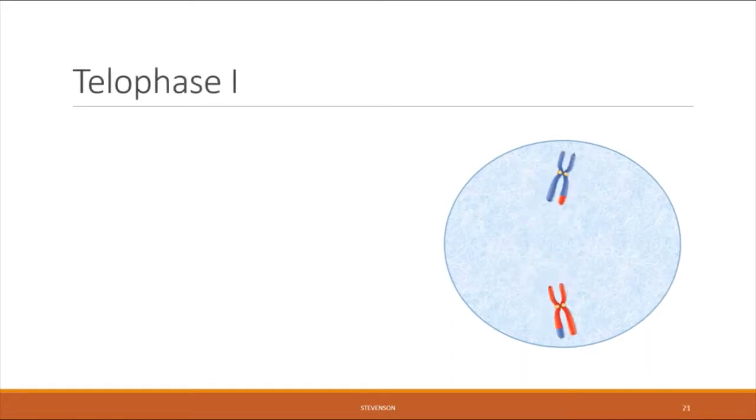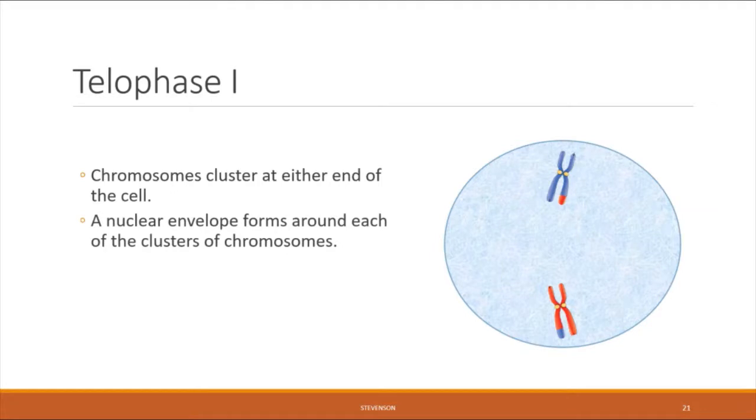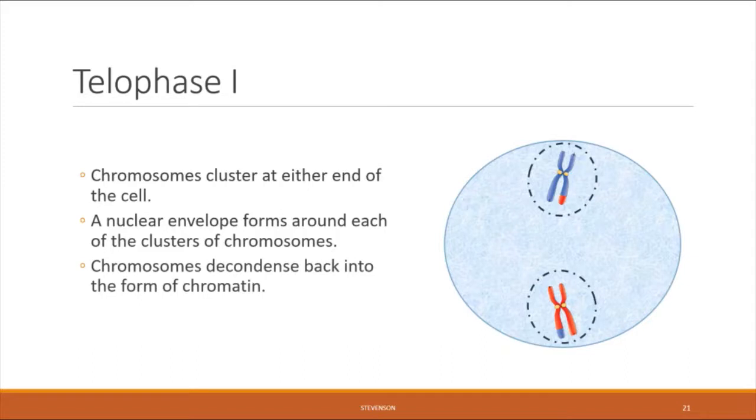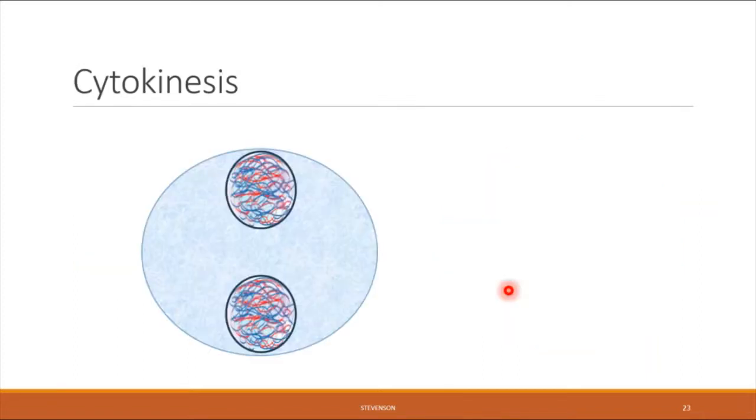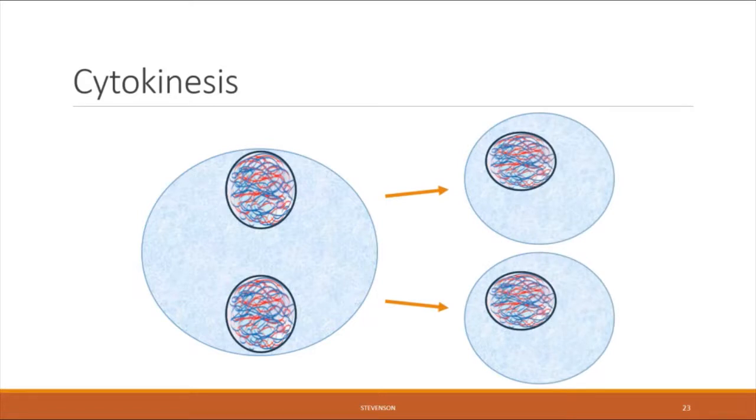In telophase, the chromosomes cluster at either end of the cell, and a new nuclear envelope reforms around each cluster of chromosomes. And finally, they begin to decondense back into their form of chromatin. After telophase, we have one cell that has two nuclei in it. And so it's necessary to break that overall cell into two separate cells, one with each nucleus. And that process, of course, as you know, is called cytokinesis. So that's what happens next. And that represents the end of meiosis I.